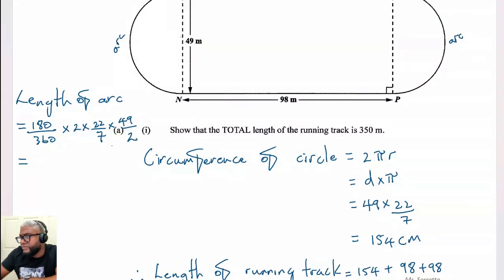Excuse me, sir. Can I be excused? Sure, no problem. Anybody worked out this for the length of the arc?